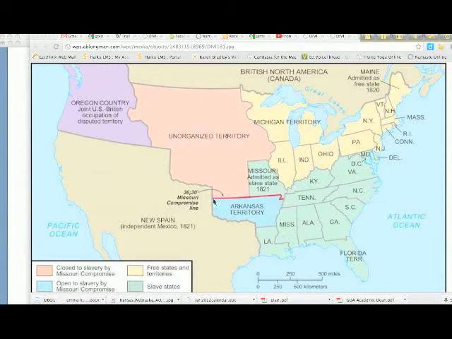So here is the 36°30' line of the Missouri Compromise, but you see it stops here because in 1821 this was the edge of the Louisiana Purchase, and so this territory belonged to Mexico and this was undecided. So the question was, well, does this line extend into the cession from Mexico or not? And of course that became a huge debate.